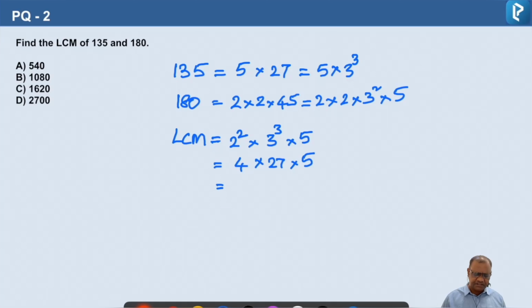So, 5 4s 20, 27 into 20 is 540. So the LCM is 540. So if the numbers are bigger, you can directly go for any one of the methods which we have discussed in the beginning. So option A is the right answer.